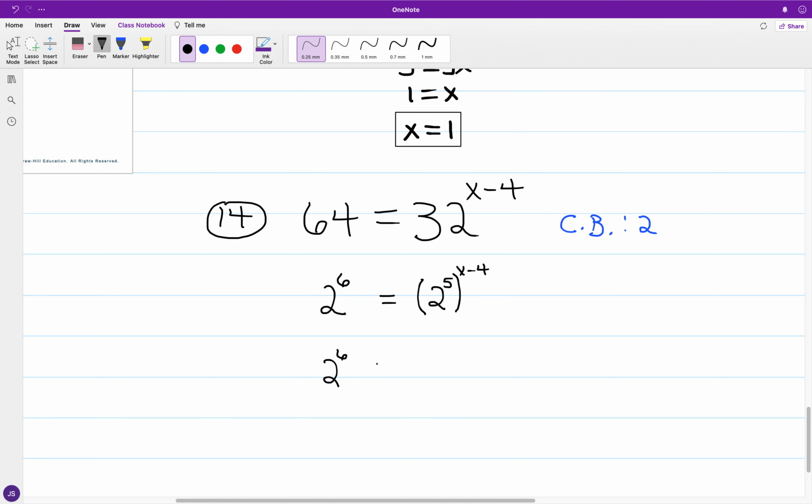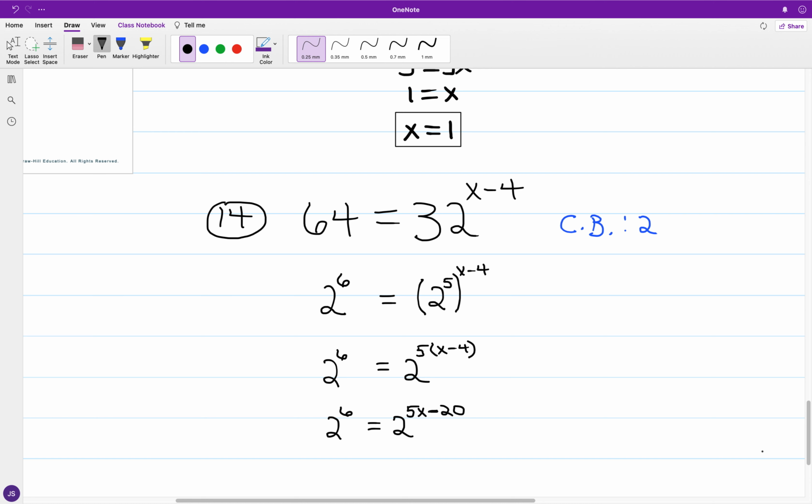And again, on the left, I have 2 to the 6th. Now to the right, I can remove the parentheses, whereupon I have 2 to the 5 times all of x minus 4. And with the power property of exponents, multiplying the powers, we'll have 2 raised to the 5x minus 20.